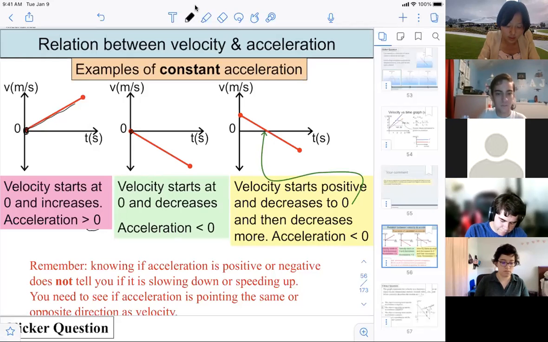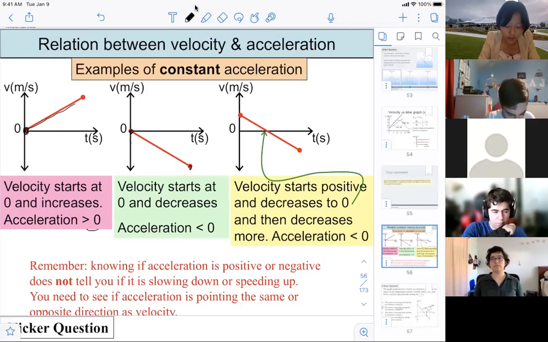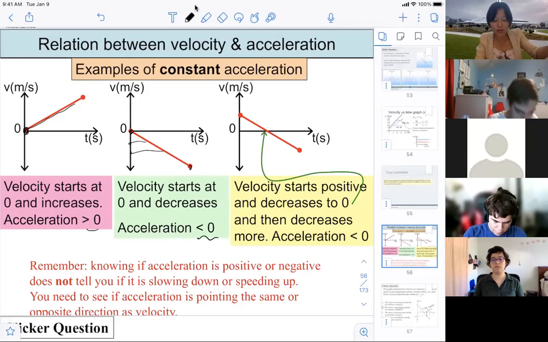Now this case is also velocity increasing in magnitude, right? In terms of the absolute value, it's speeding up. But it is in the opposite direction. So acceleration is less than 0. So you have this kind of graph because let's say you define to the right as positive, but this object is going to the left side. So therefore you have such a graph.